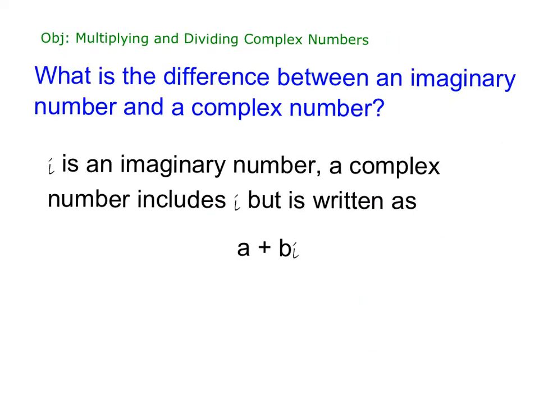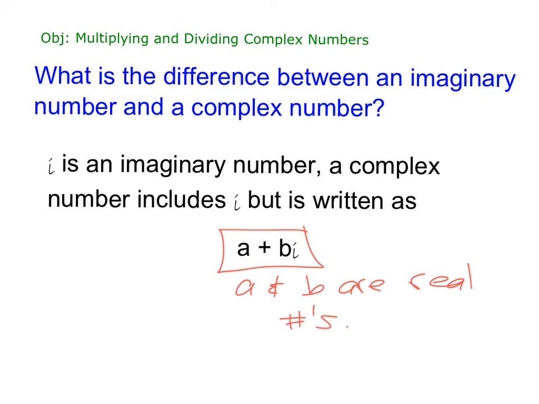Okay, so I kind of been using these interchangeably: the difference between an imaginary number and a complex number. i is the imaginary number, and then a complex number includes it. So the general form of a complex number is a plus bi, where a and b are real numbers. All right. So a and b are real numbers, and then b has the i with it, which is the complex part of it.